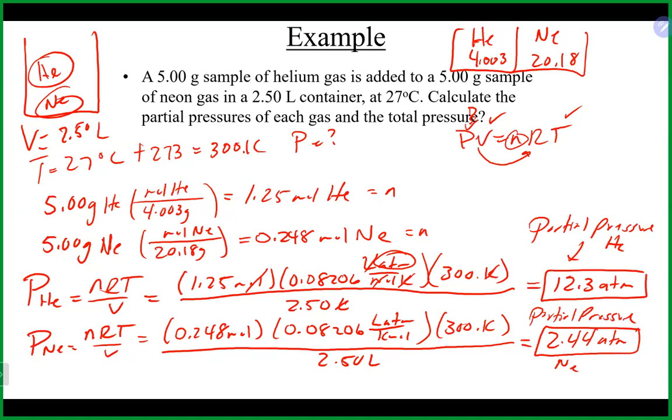Total pressure is found by taking those two numbers and just adding them together. So we can get the total pressure here by just adding: 12.3 plus 2.44 is going to give us 14.7 atmospheres as our total pressure in this particular case. Any questions on any of that calculation? Pretty much just the ideal gas law for each gas separately. Volumes and temperatures will be the same.